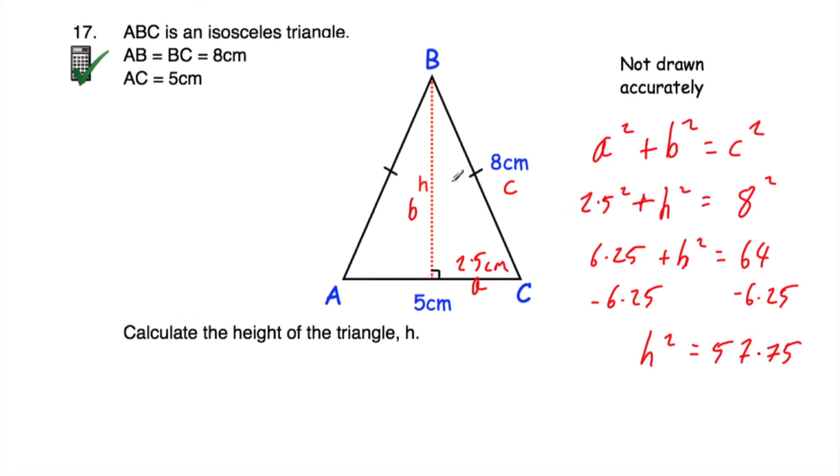We want to find just what h is, so we want to get rid of the squared, so we're going to square root. So h is equal to the square root of 57.75, and if we square root 57.75, we'll find the height of this triangle, the height of this isosceles triangle. So the square root of 57.75 is equal to 7.59934, and so on, centimeters.